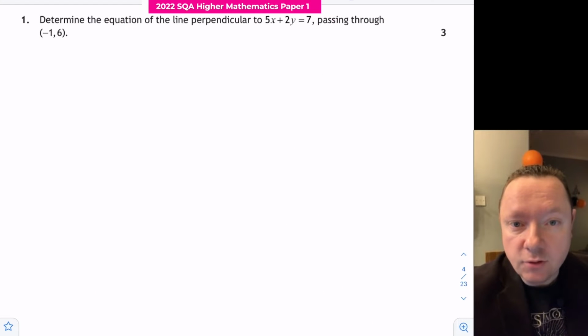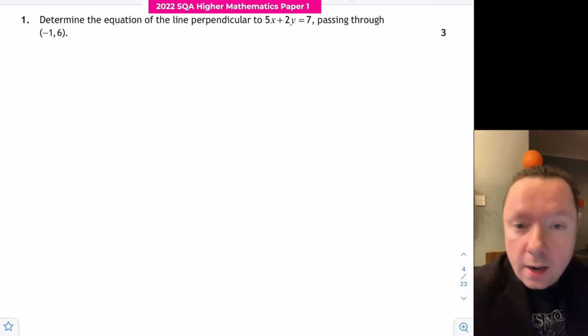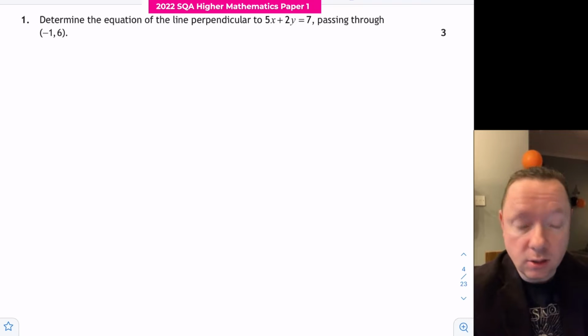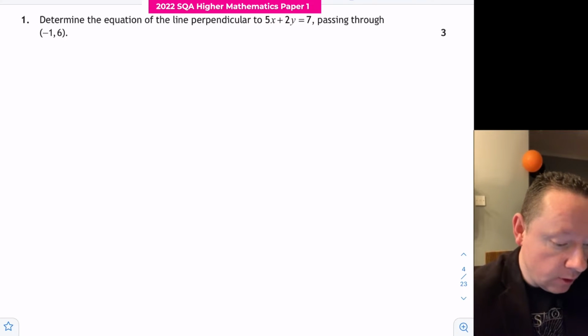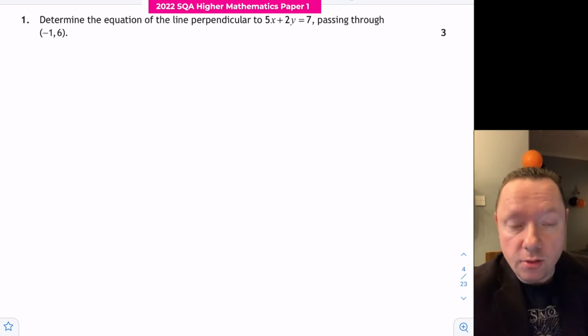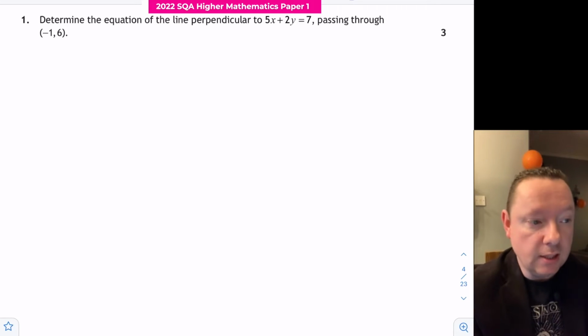SQA Higher Maths 2022, Paper 1, Question 1. Have a look at the question, read it, maybe try it yourself, and let's go through the official marks that SQA gave. So it says determine the equation of a line perpendicular to 5x plus 2y equals 7, passing through the point minus 1, 6.